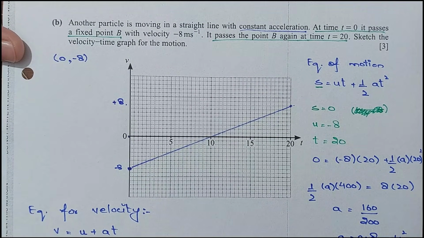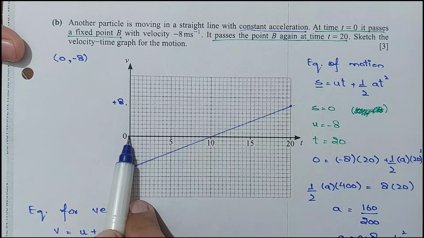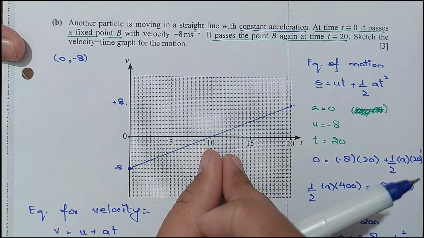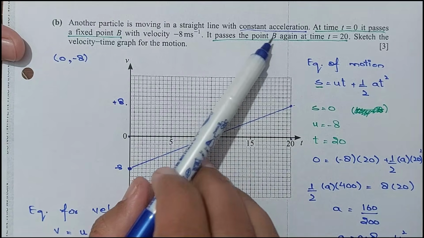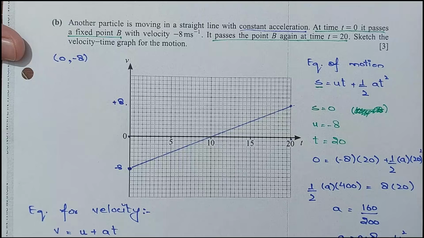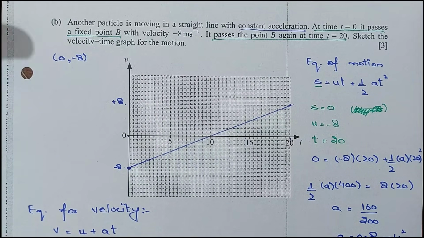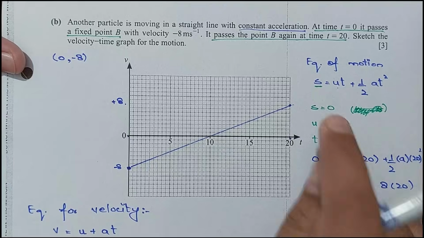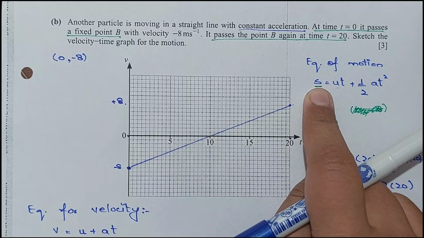So the same concept we are using for like the part A, that at t equals to 0, it passes through the fixed point B, and at t equals to 20, it again returns to that point B. It means its whole displacement is 0. So they are talking about the acceleration. So it means we have to work for the acceleration. So we have to use the equation of motion. S is equal to ut plus half at square. So S is the displacement. We know that displacement is 0.